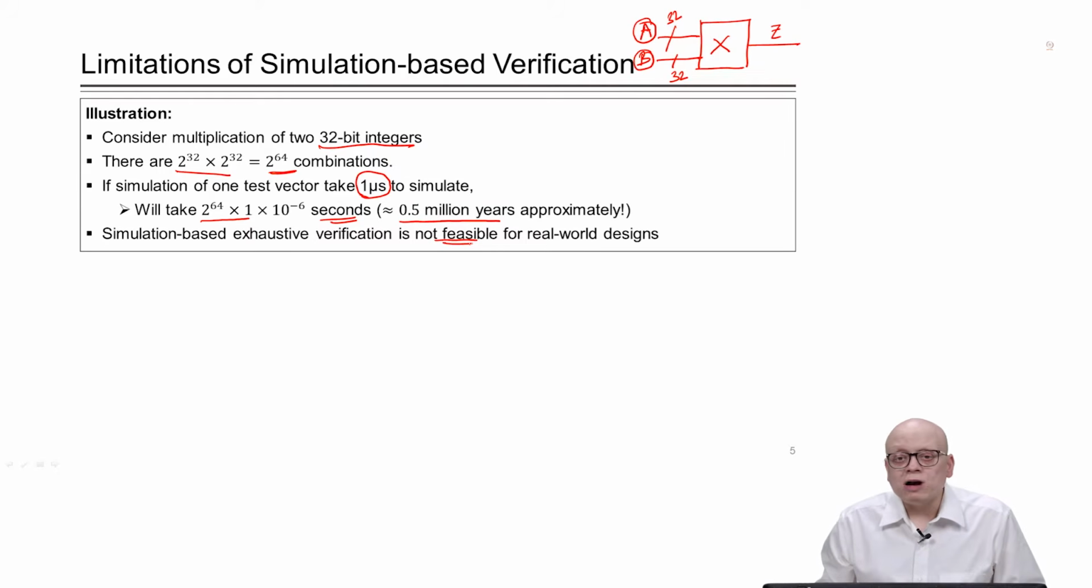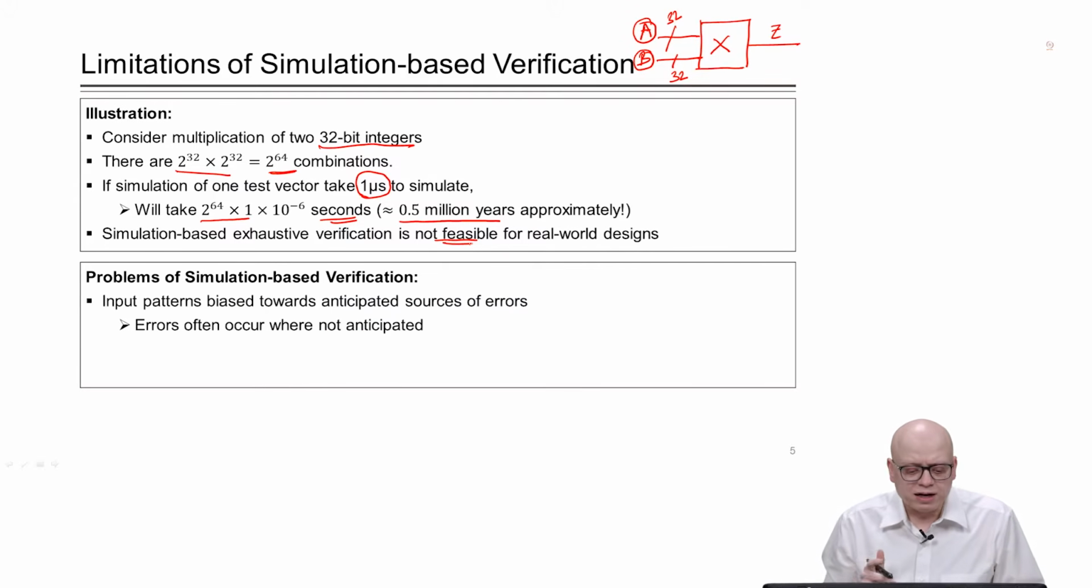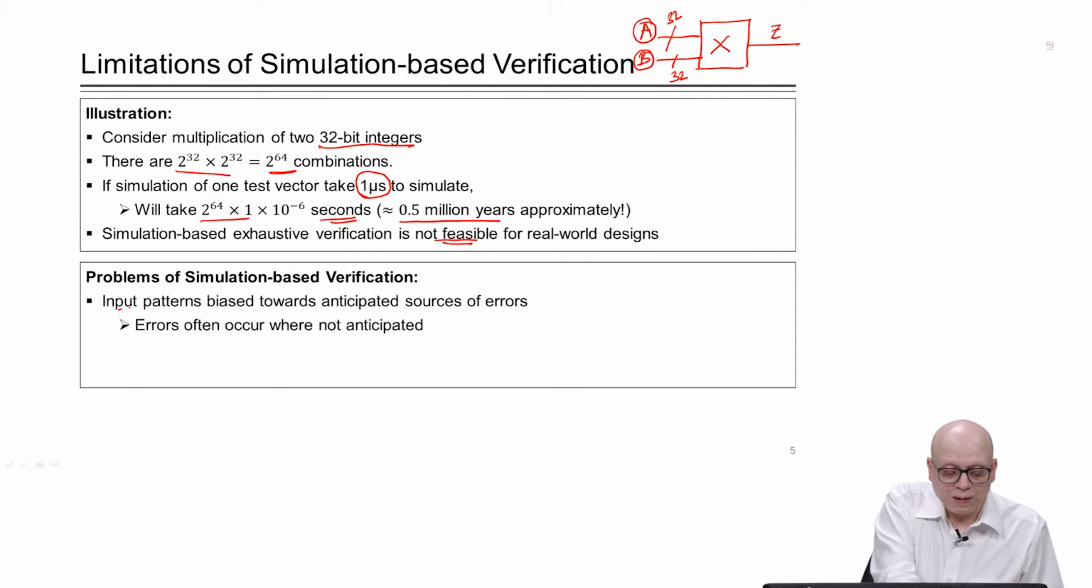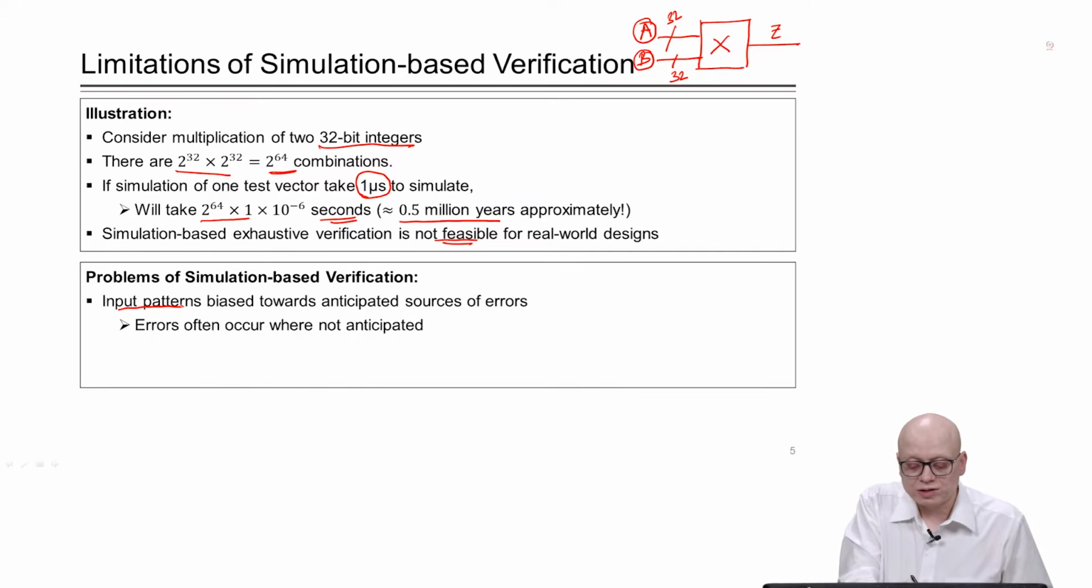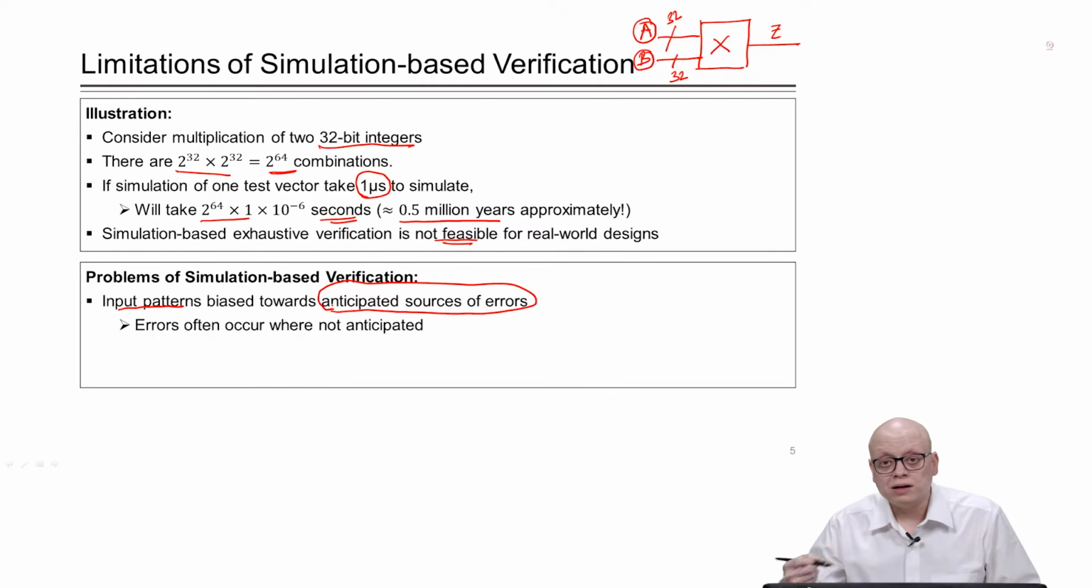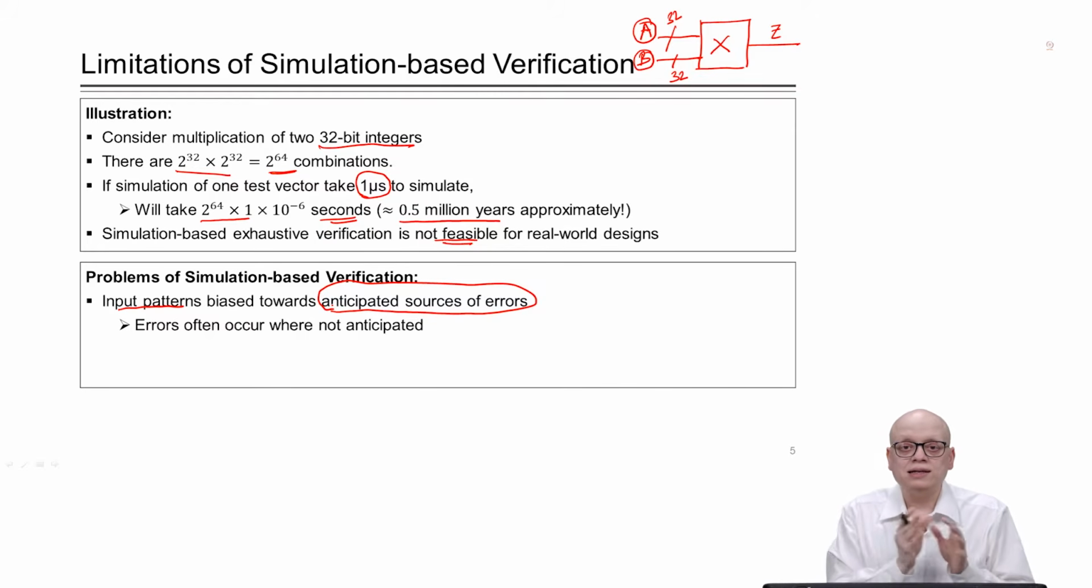So, what do we do in simulation? Of course, we cannot test a design exhaustively. We typically apply test vectors. We apply input patterns or test vectors based on our anticipated sources of errors, meaning that when we code a Verilog model, at that time we may be thinking that these areas are some corner cases where my design may fail and may not be producing the correct answer. We then write test vectors corresponding to that and do the simulation.